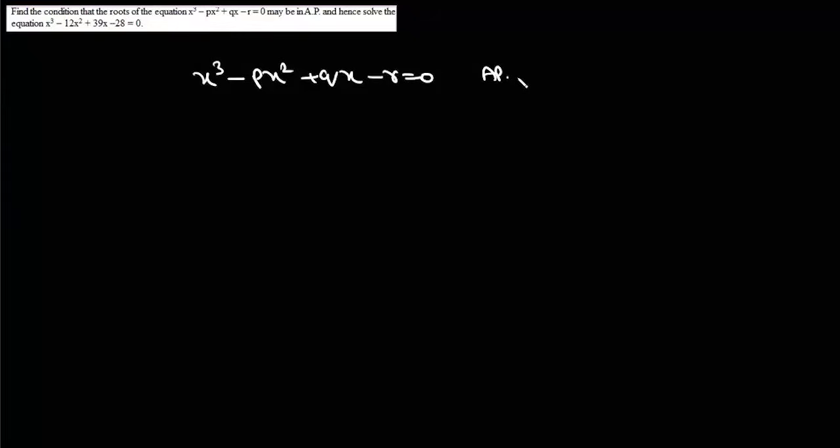Now here the question is, find the condition that the roots of the equation x cube minus px square plus qx minus r equals 0 are in AP, and hence solve this given equation. Now suppose roots of this equation are a minus d, a, and a plus d. Now if we write S1, which is the sum of roots alpha plus beta plus gamma, we'll get 3a equals p, or a is p by 3.